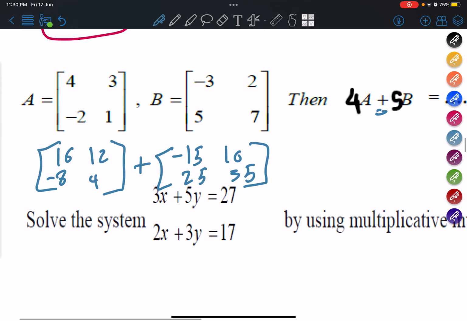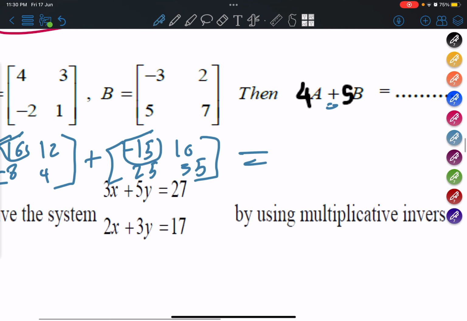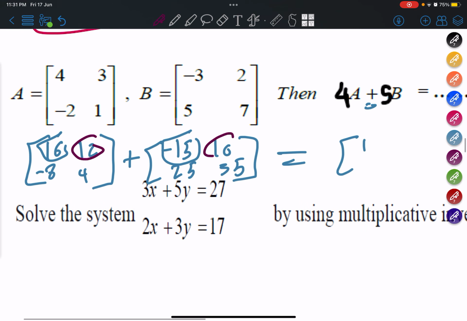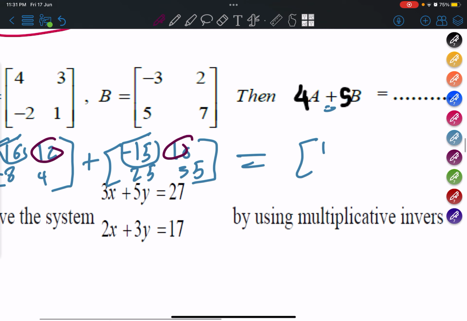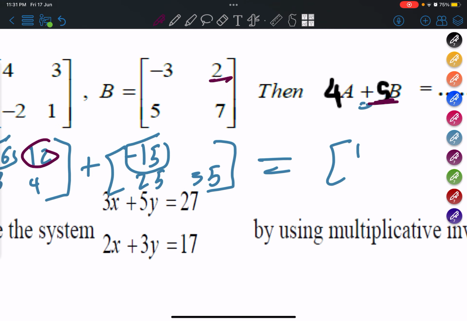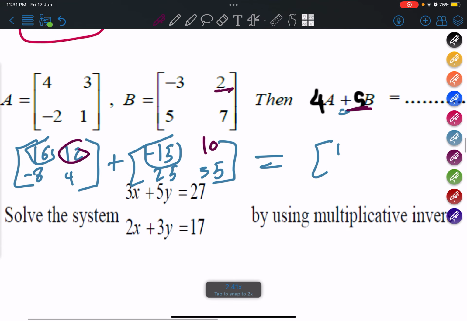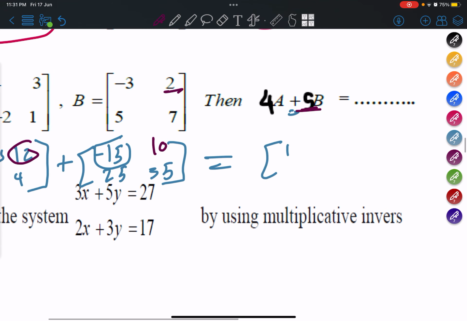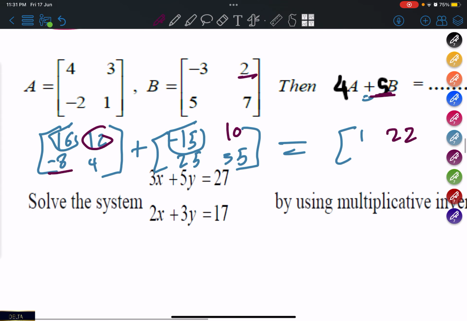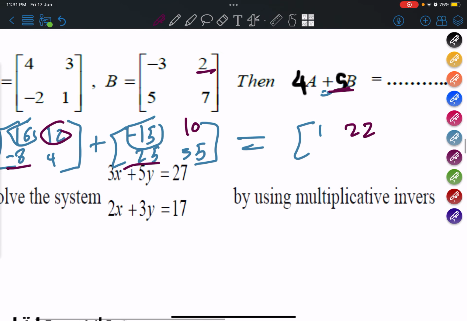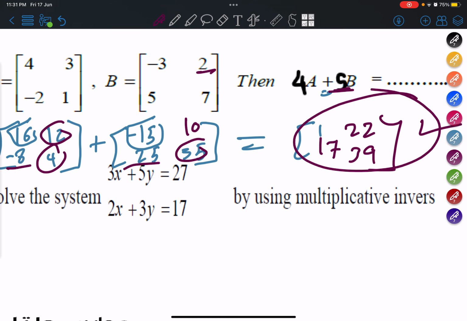Okay, same thing, first element with the first element. So 16 plus -15 is equal to 1. Then we have 12 plus, here, let's see, wait, I didn't write it too. Okay, so times, so yeah, this is 10. I thought it was 16. So yeah, 12 plus 10 will be 22. -8 plus 25 will be, I believe, 17. And finally 4 plus 35 will be 39. So this is our answer.